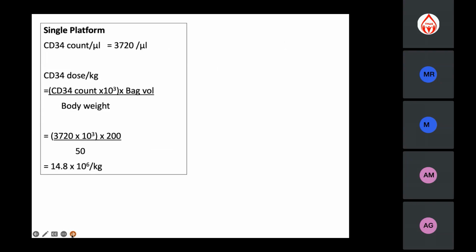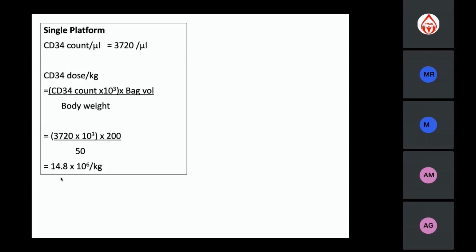So the CD34 count can be estimated by two different methods. One, by a single platform using a flow cytometer, where we directly get the absolute CD34 count. In this case, it is 3720 cells per microliter. If you get an absolute count, you can directly substitute the absolute count value 3720 into the dilution. It is given in microliter, so we have to convert them into ml. So 10 power 3 into the bag volume, that is 200 ml, divided by patient's body weight, in this case 50. So the dose for CD34 is 14.8 into 10 power 6.